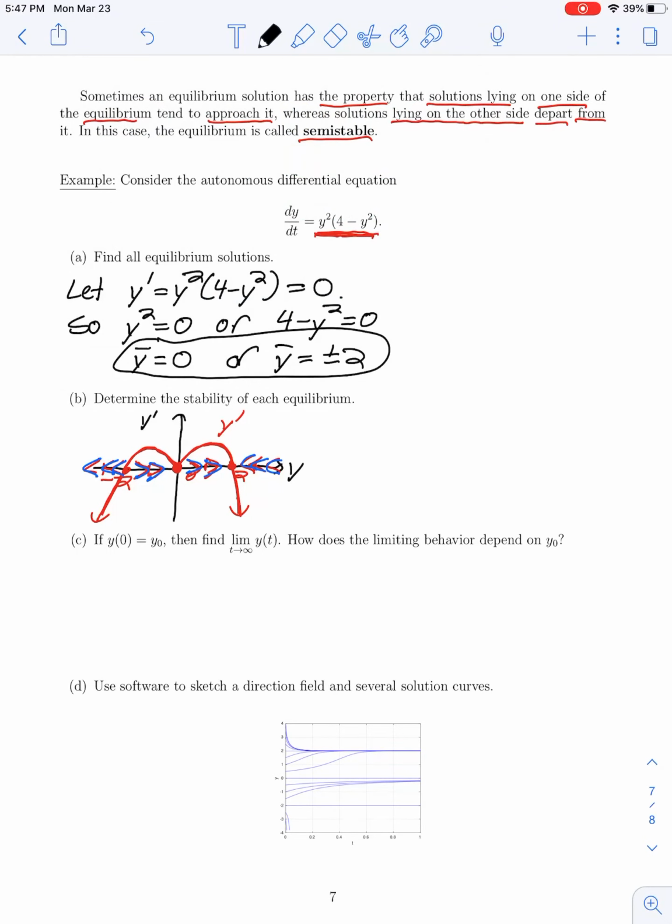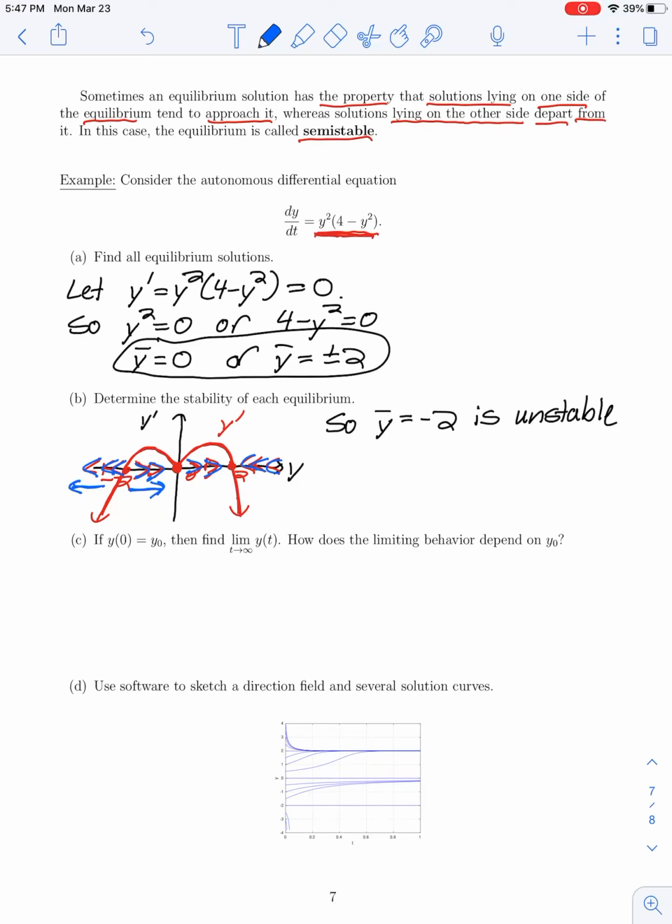So based on this phase line diagram, we see our stability results. So let's start by looking at our equilibria from smallest to largest. Here, y bar equals negative 2, we see is unstable. So here, if we start anywhere close to negative 2, we can see that our solutions, no matter which side of negative 2 we're starting on, are moving outward from negative 2.